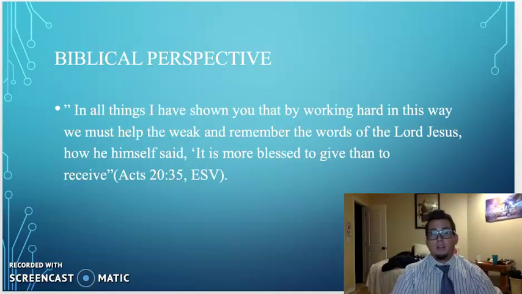My biblical perspective is that in all things I've shown you that by working hard in this way, we must help the weak and remember the words of the Lord Jesus, how he himself said, "It is more blessed to give than to receive." Acts 20:35, English Standard Version. Then this says it all. It's more blessed to give great quality of care within healthcare itself and in the United States than to take home money that is materialistic and shouldn't be taken as the head or idolized in any way, as taught by the Lord Jesus Christ. And I fully believe that by helping and lowering costs for all individuals to be able to receive healthcare is the ultimate goal.